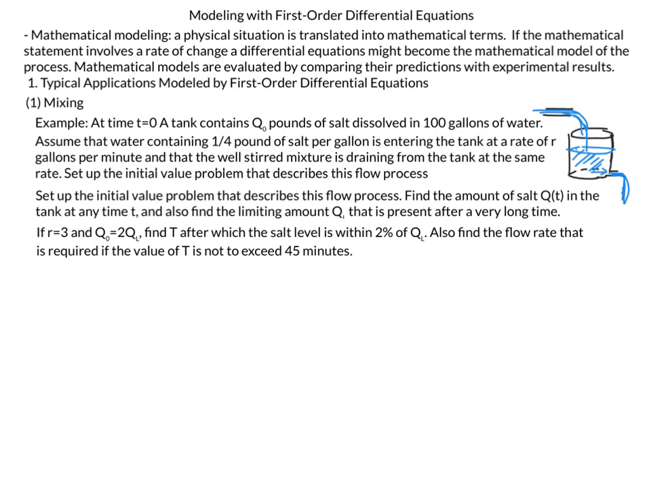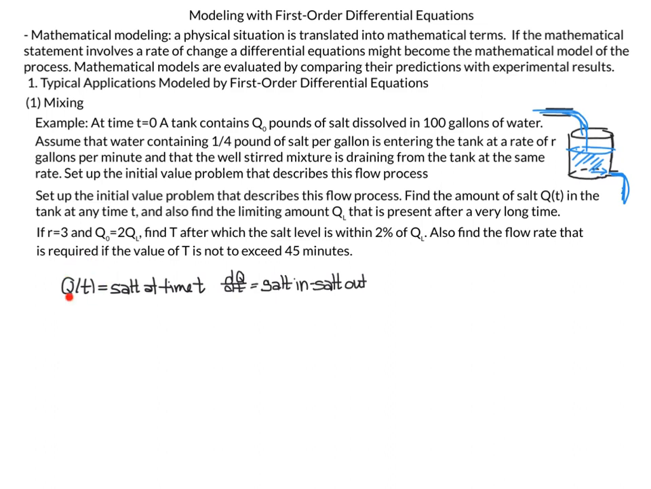The different things we want to do, in addition to setting up the initial value problem, is find the amount of salt Q(t) in the tank at any time t, or find the equation, and also find the limiting amount Q sub L that is present after a very long time. Last, if r is equal to 3 and Q naught is equal to 2 Q sub L, find T after which the salt level is within 2% of Q sub L. Also find the flow rate that is required if the value of T is not to exceed 45 minutes.